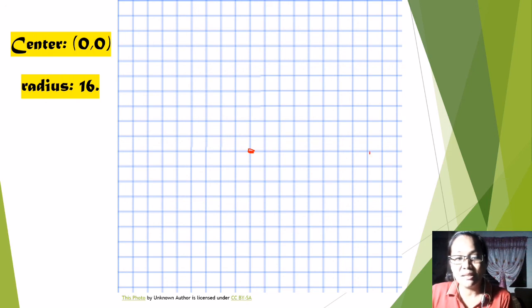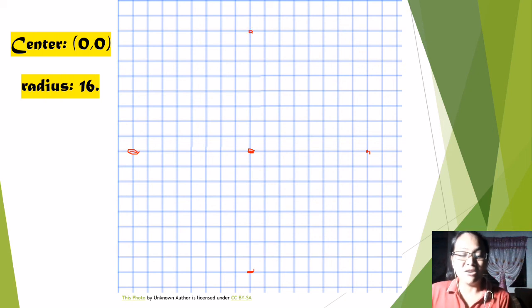So, at this point, 2, 4, 6, 8, 10, 12, 14, 16. Then the same for the other directions, counting by 2 up to 16 each time.